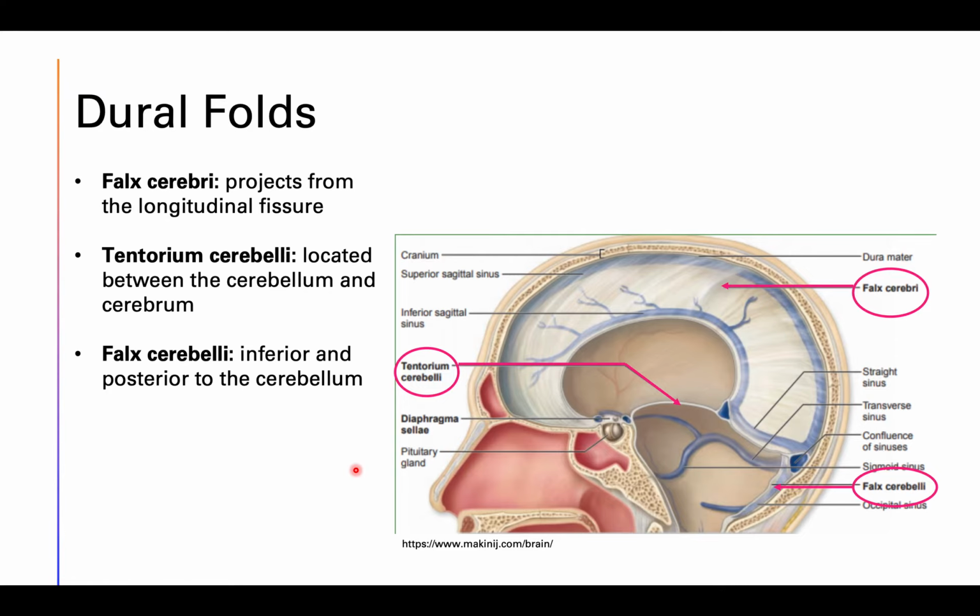Dural folds are folds of dura mater that create fissures and separate parts of the brain. As for these dural folds, we have the falx cerebri, which projects from the longitudinal fissure, which can be seen right here. We also have the tentorium cerebelli, which is located between the cerebellum and the cerebrum. Then down here in this inferior posterior aspect, we have the falx cerebelli, which is inferior and posterior to the cerebellum.